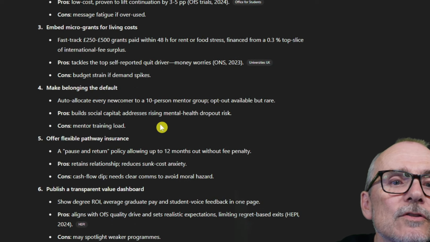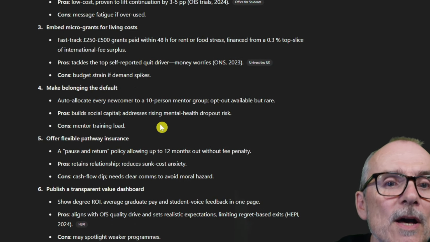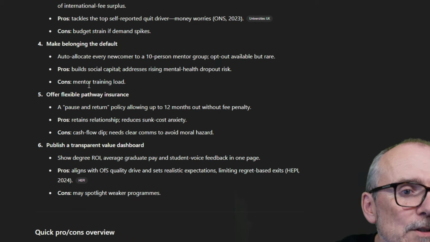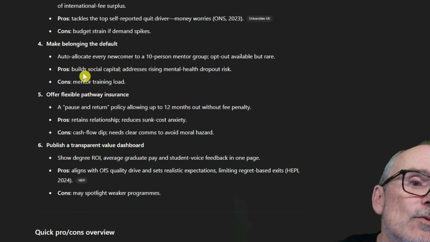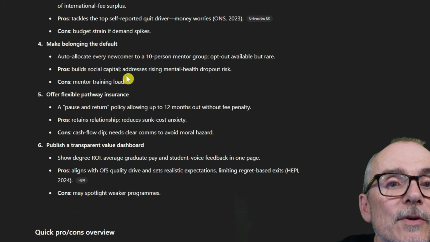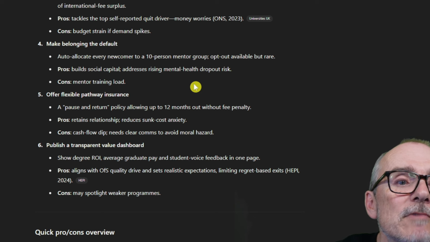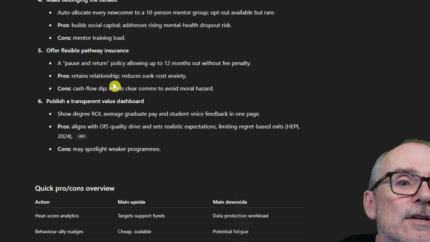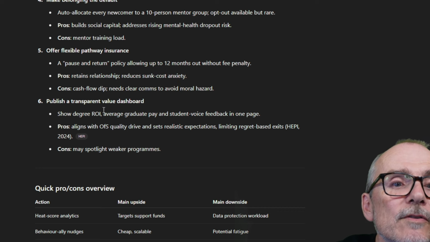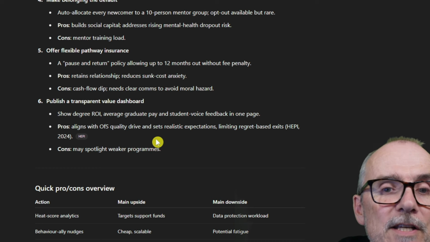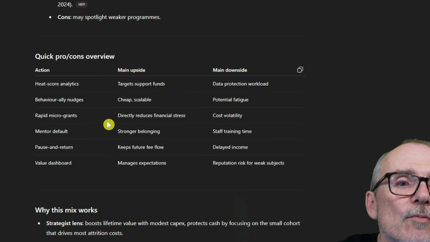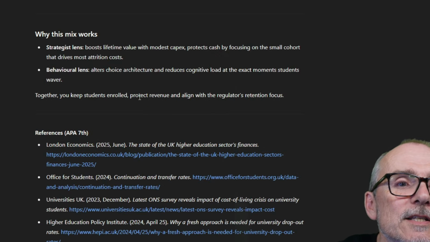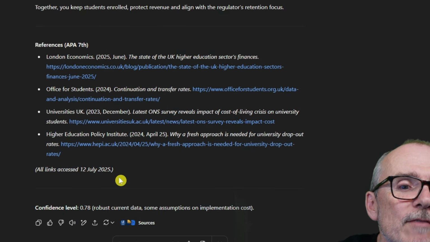Belonging, the default: auto allocate every newcomer to a 10-person mentor group. You've got to train the mentors. It's one of the cons. Pros: build social capital, addresses rising mental health dropout risk. Offer flexible pathway insurance, pause and return, etc. Keeps people engaged. Public transport value dashboard, so show degree return on investment, etc. Then a quick pros and cons overview, why this mix works, and then some references.